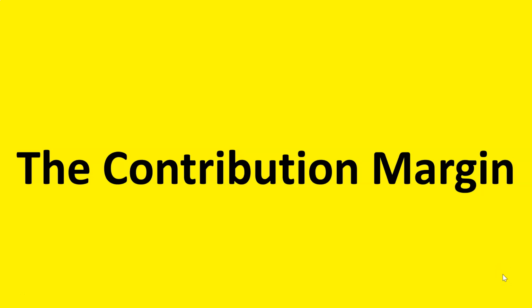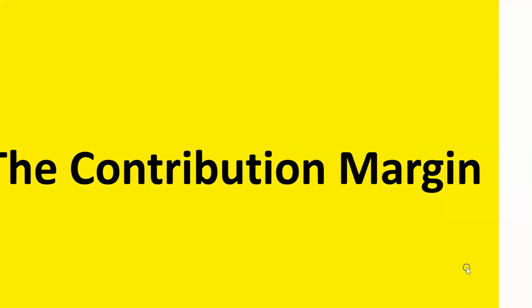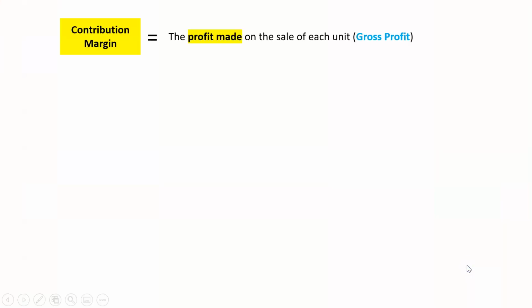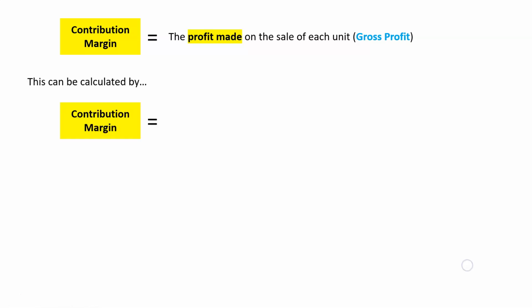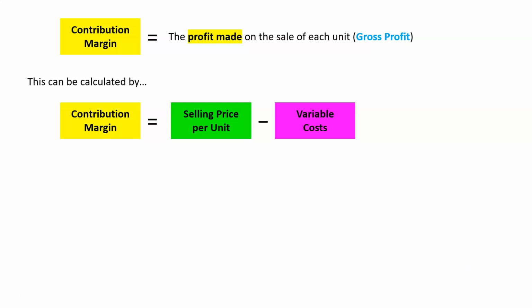A really important concept in CVP analysis is the contribution margin. The reason it's important is because it's the profit made on each sale, or on the sale of each unit, which we're going to call gross profit later in the course, but for now we'll just say it's the profit on each unit. It's calculated by taking the selling price of each unit, whatever product it is we're selling, and taking away the variable cost, which we looked at in the previous video.